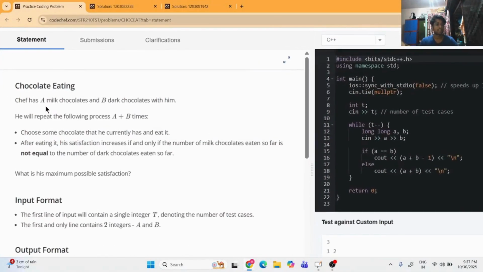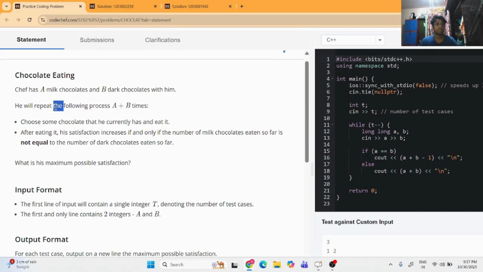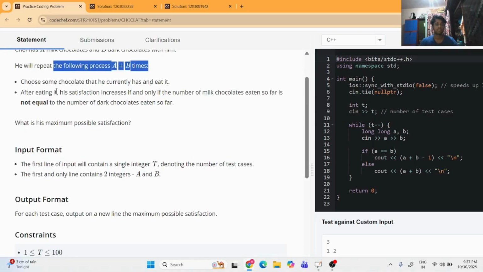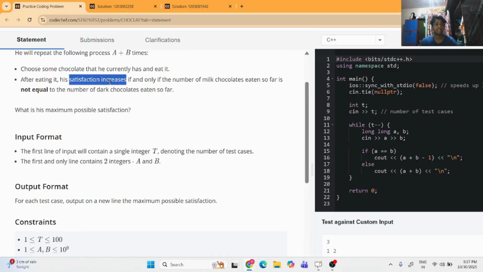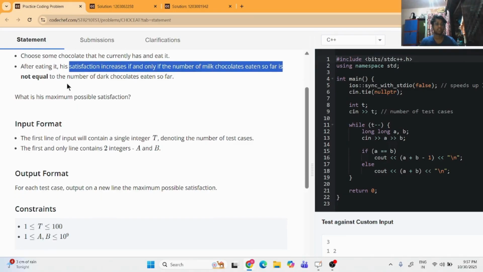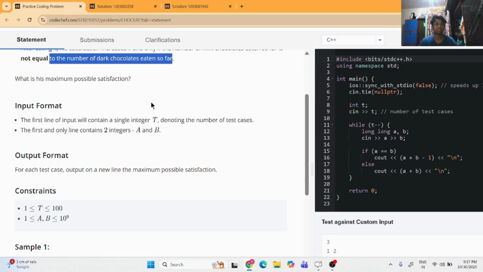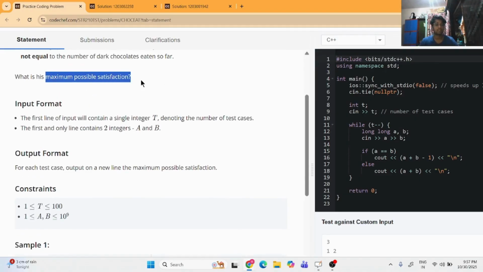So guys, the problem says Chef has A milk chocolates and B dark chocolates with him. He will repeat the following process A plus B times. Choose some chocolate that he currently has and eat it. After eating it, his satisfaction increases if and only if the number of milk chocolates eaten so far is not equal to the number of dark chocolates eaten so far. What is his maximum possible satisfaction?